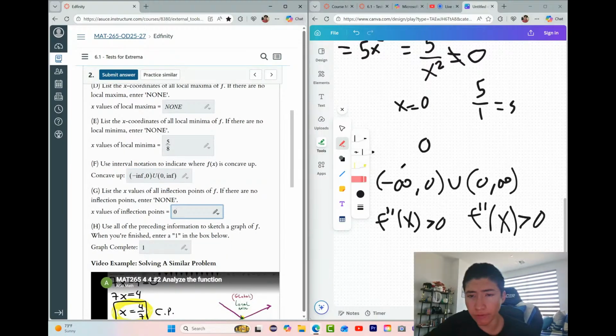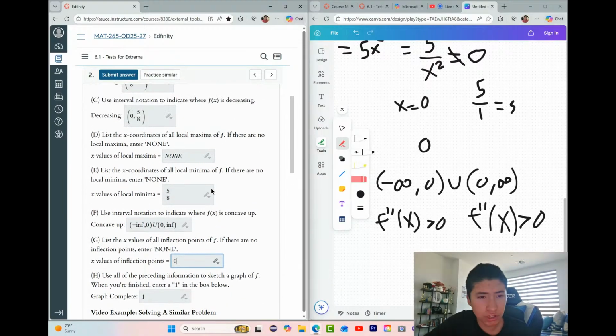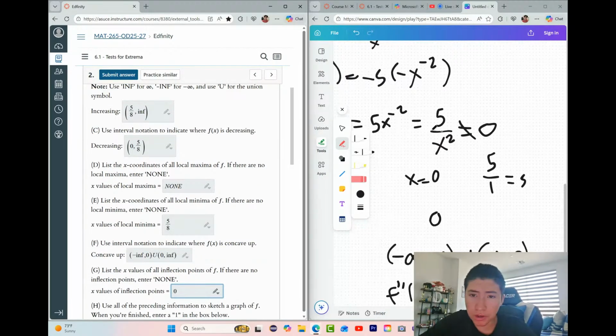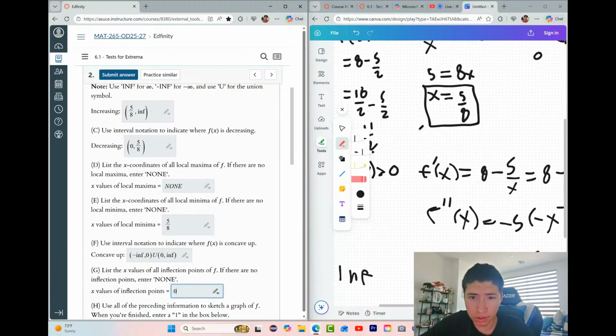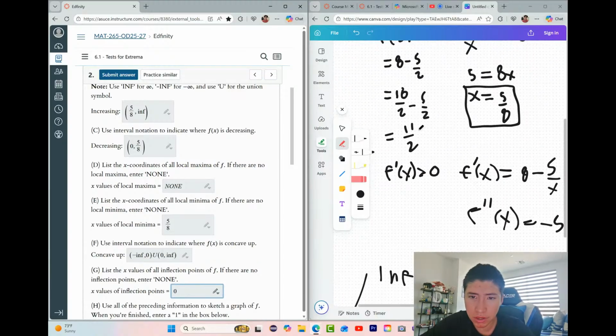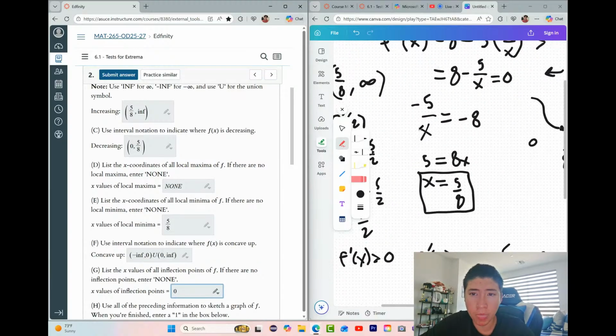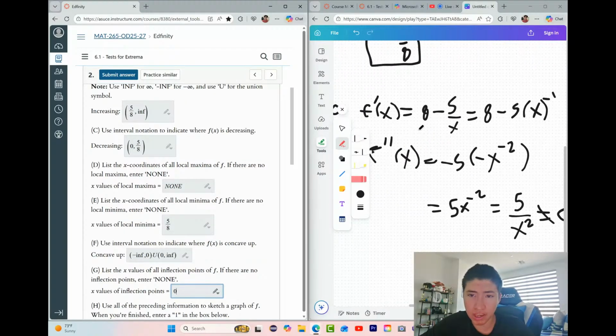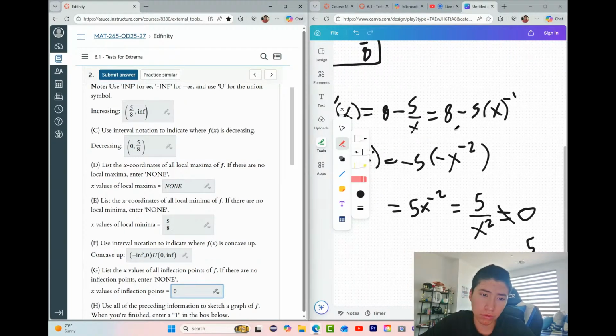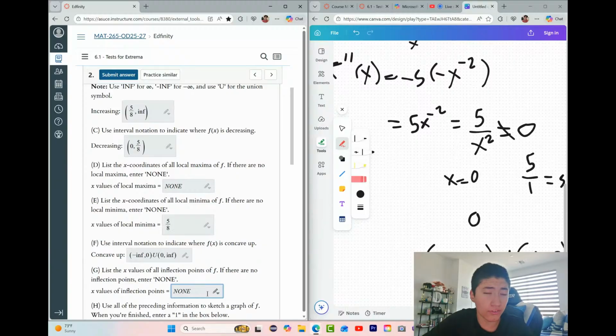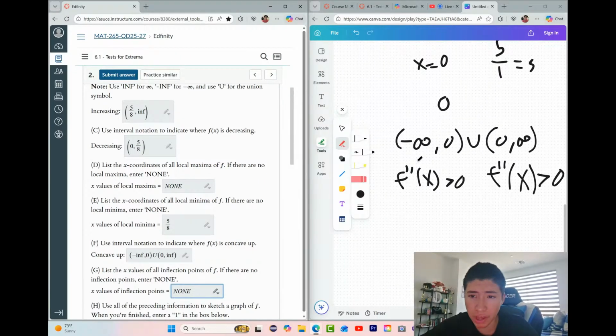Wait, so 0 is not an inflection point? Hold on. We found that it's undefined for f prime of x. Is it undefined for f prime prime of x? Is it defined for f prime of x? Because if it's not, I think we're in trouble. So is it none then? We don't have any inflection point. Oh, that's right. Obviously, we don't have any inflection point because our signs from the left of 0 all the way to the right of 0 don't change.